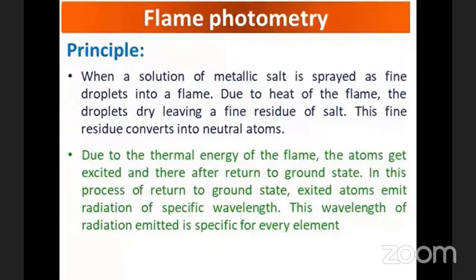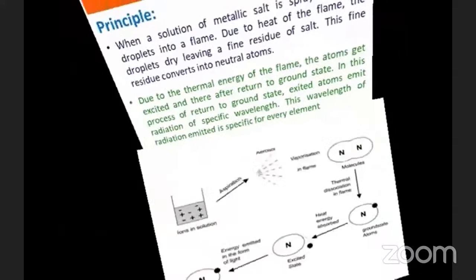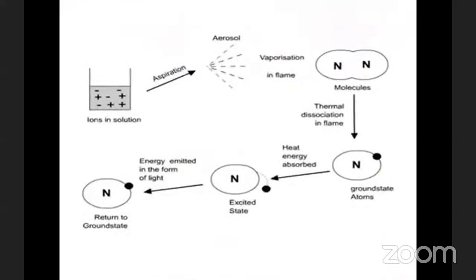Due to the thermal energy of the flame, these neutral atoms get excited and thereafter return to ground state. In this process of return to ground state, these excited atoms emit radiation of a specific wavelength. This wavelength of radiation emitted is specific for every element. Let us understand the principle of flame photometry with the help of this schematic diagram.